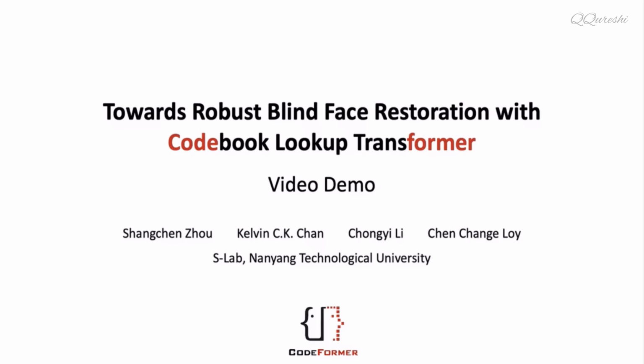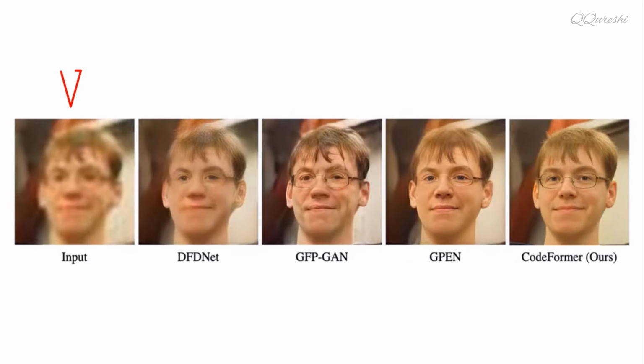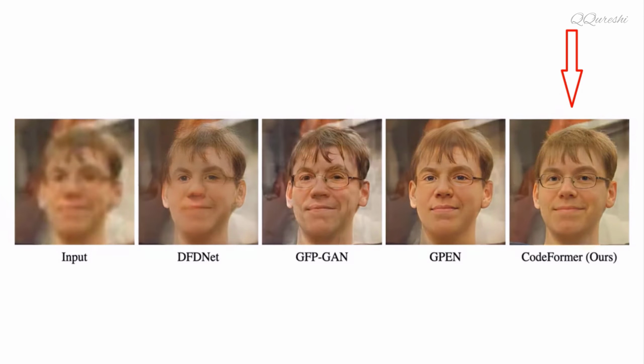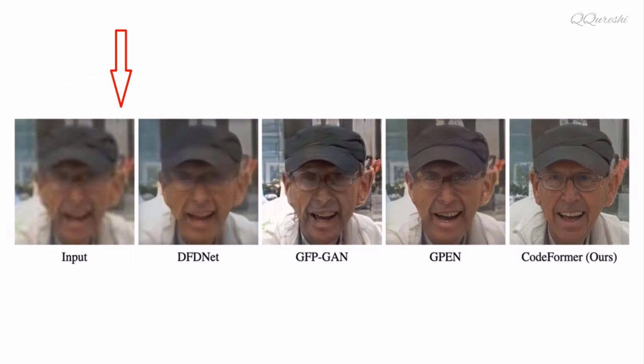Friends, CodeFormer is an advanced AI-powered, open-source face restoration algorithm. Results on blind face restoration in the wild. It is designed to fix, enhance, and colorize old, blurry, or damaged facial photos.